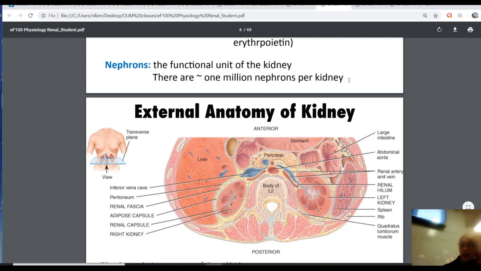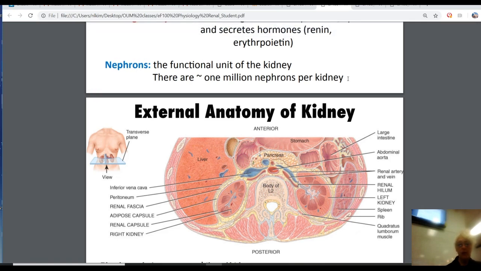So as you can see, the kidney also regulates blood pressure, synthesizes and excretes hormones. And we said that the nephron is the main functioning unit of the kidney, and that there are about 1 million nephrons per kidney. Now we know the different kinds of problems that are associated with renal failure.